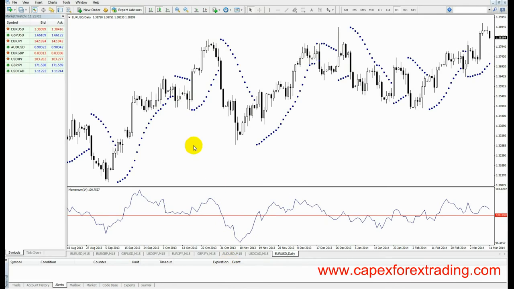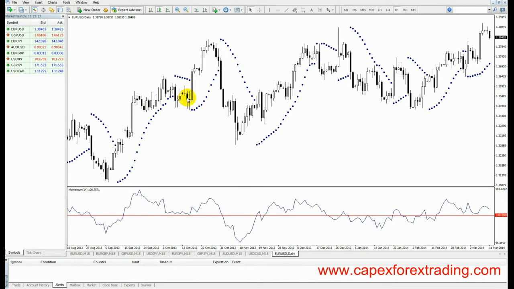Now, there is a scenario where the parabolic SAR is useless, and that is when we have a range-bound market. A range-bound market is simply a market with no direction. So we have no uptrend and we have no downtrend. And that's the scenario that we've got in this little section here. You don't need any special training or anything like that. By simply using your naked eye, you can see that the market is sort of bouncing around.